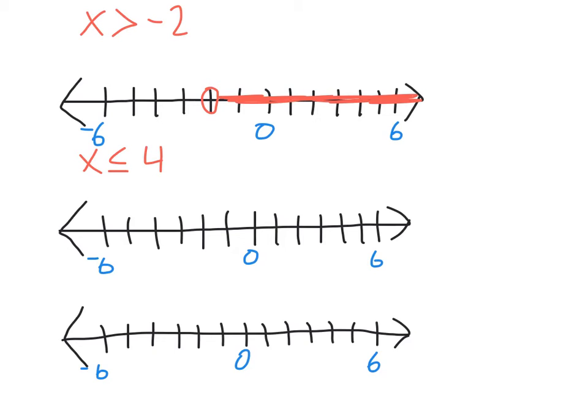Now let's look at another example. We have x is less than or equal to 4. So the or equal to means we put a solid dot at 4. So at 4, we make a solid dot, and then we shade everything less than 4. So we shade to the left.